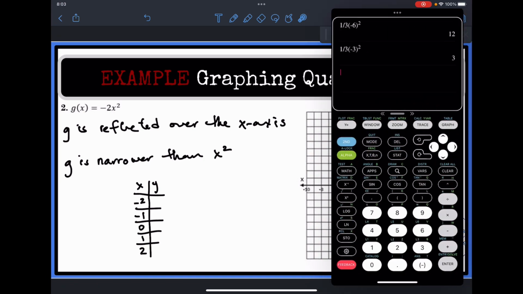So let's break out the handy dandy calculator, and we have -2. We're going to multiply that with -2 to the second power, which is equal to -8. Now -2 times -1 to the second power, that's equal to -2. And because of the symmetry, the x value of 1 and the x value of 2 have the same y values as negative -1 and -2. And of course, 0 is going to give us 0. 2 times 0 is 0. Doesn't matter that we raise it to the second power, it's still going to give us 0.